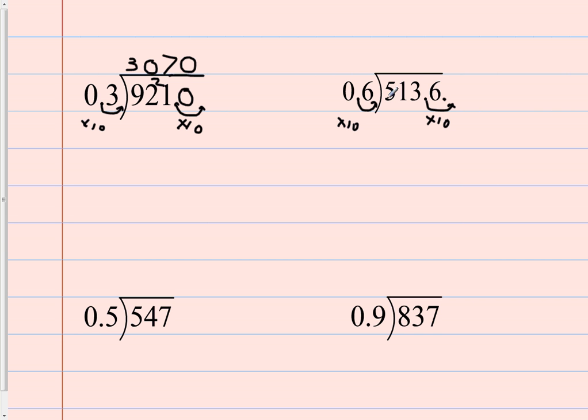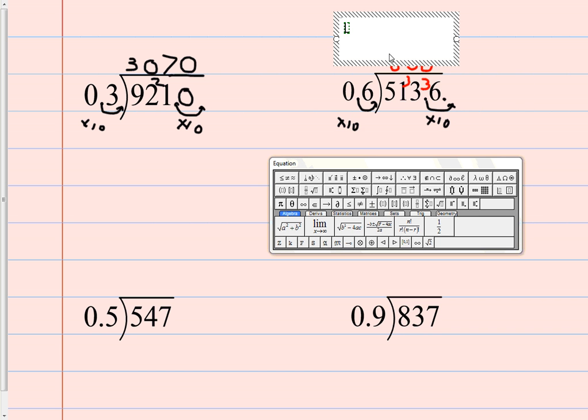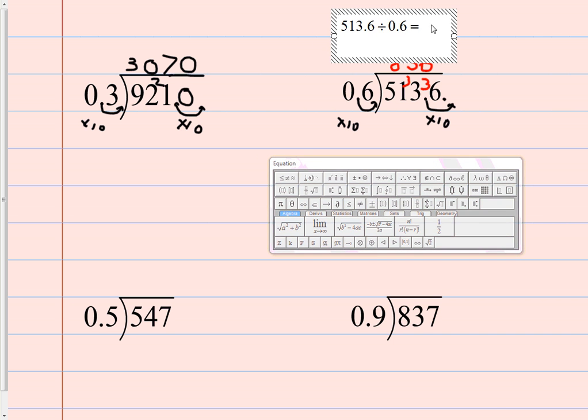So let's do that division. 6 goes into 51 8 times with 3 left over. 6 goes into 33 5 times with 3 left over. And 6 goes into 36 6 times with none left over. So what does that mean? What that means is that 513.6 divided by 6 tenths is equal to, what did we say? 856.